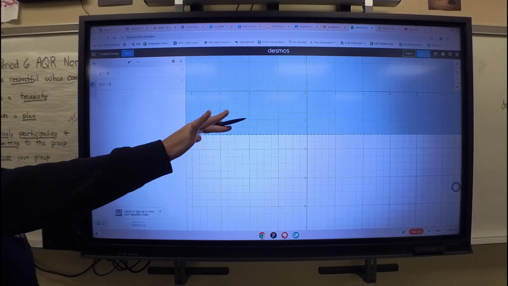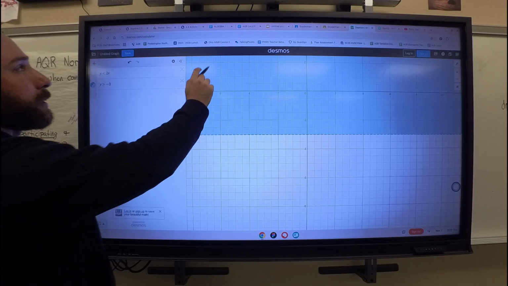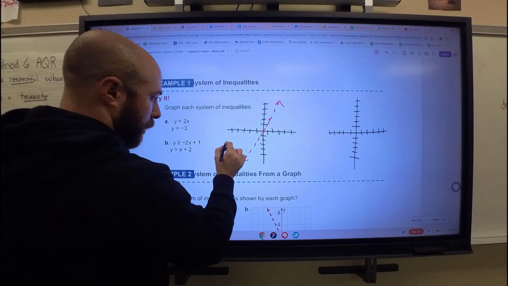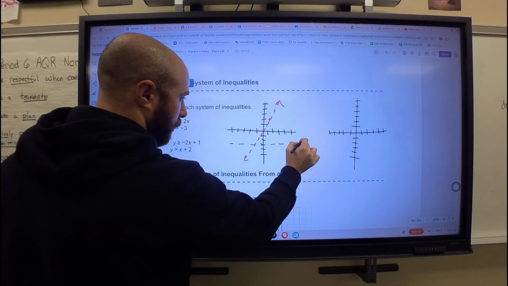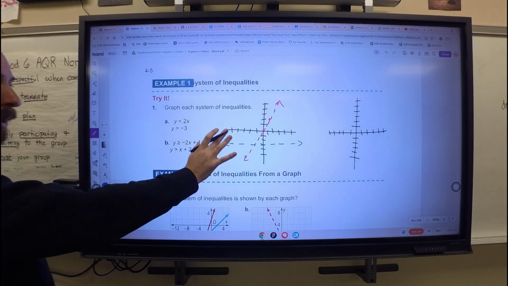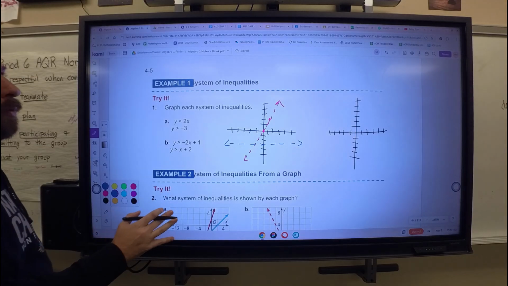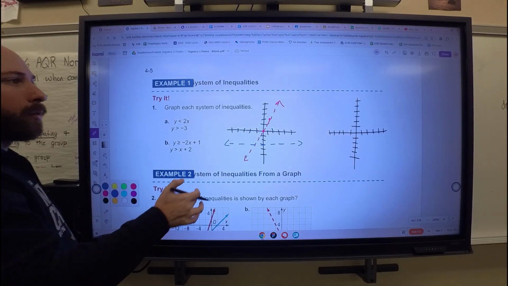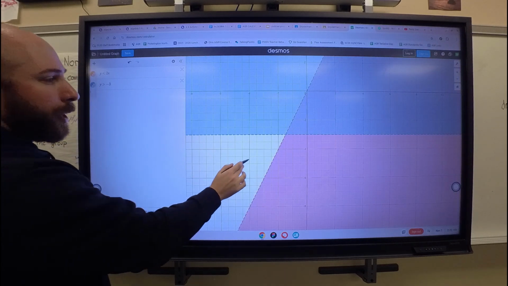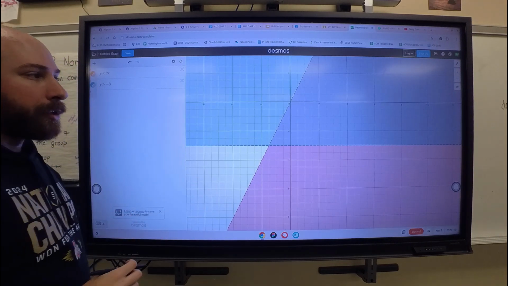So we can see we have a horizontal line that's dashed down at negative 3. So I can do a horizontal line that is dashed down at negative 3. So we have our two lines. Now what we are looking for, and on your test and on your homework, all we need to focus in on is where the overlapping shaded region is.